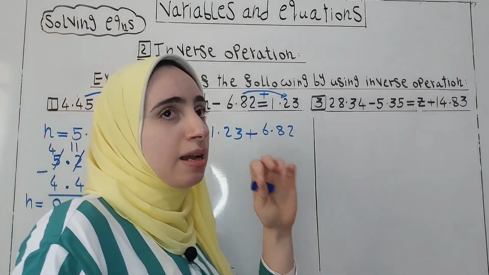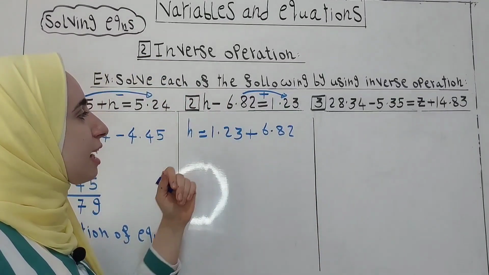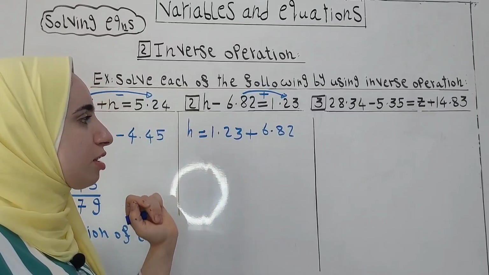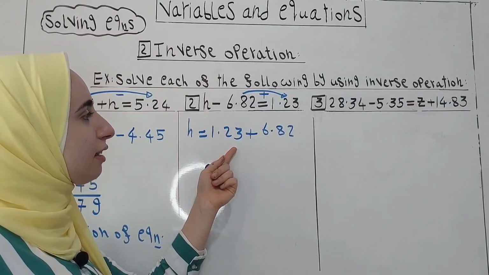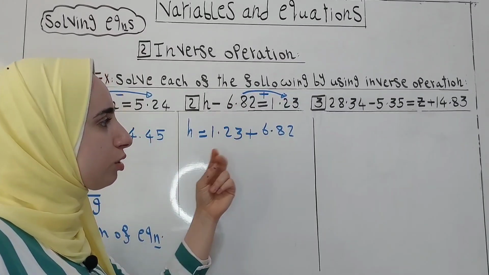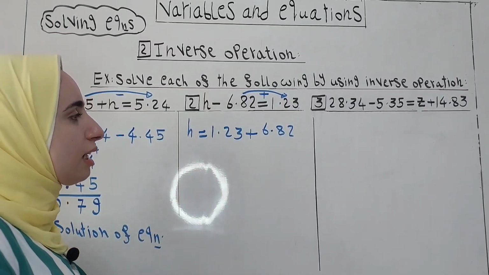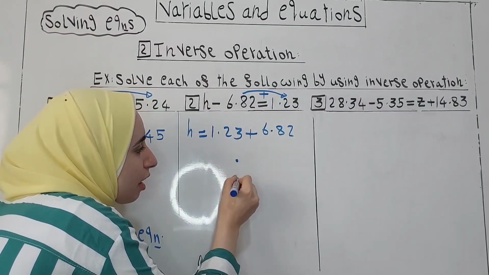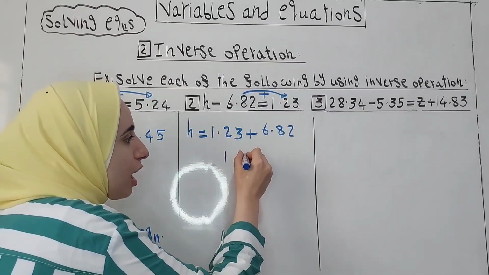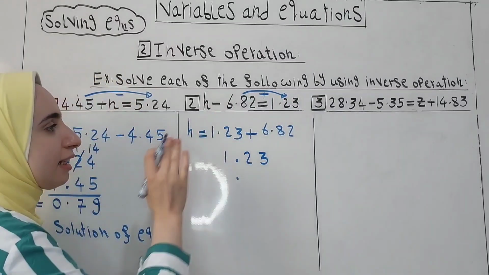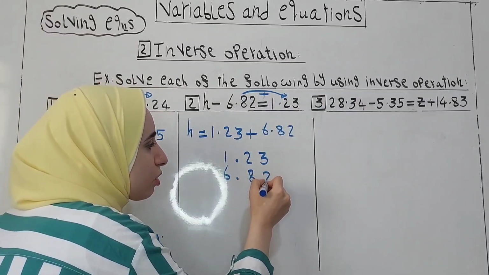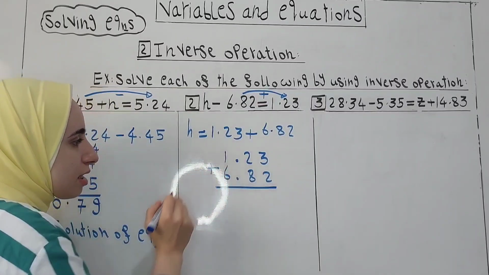At the first we check the number of digits. The first addend has one digit in the integral part, and the second addend also has one digit in the integral part, and the first addend has two digits in the decimal part, and the second addend also has two digits in the decimal part. So we align them. We put the decimal point above the decimal point. At the left we found 1, at the right we found 2, then 3. The second addend, at the left we found 6, at the right we found 8, then 2. We need to get the sum.